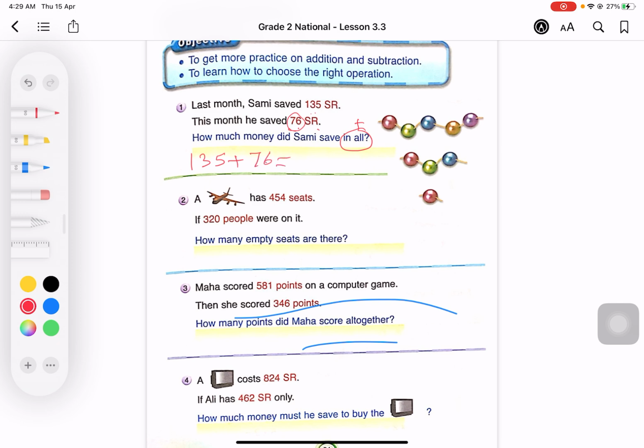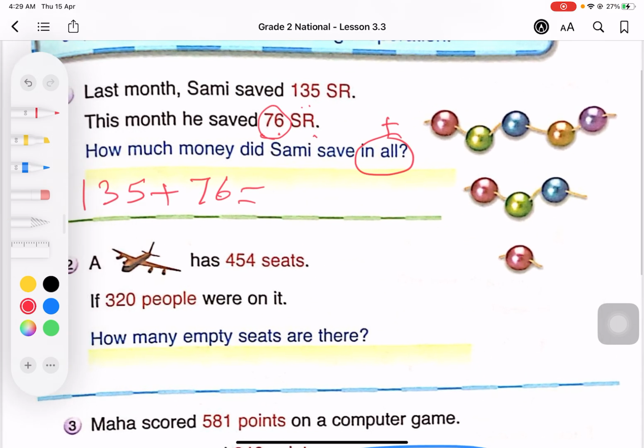You are going to put your numbers under each other vertically, so you can solve it correctly. 135, and here we put 76. Let's start. Look how the ones come under the ones. 5 plus 6, the answer is 11. 1 above the 3. 1 with 3, 4. 4 with 7, 11. 1 above. 1, 2. So what is the final answer? 211. 211 riyal in all.